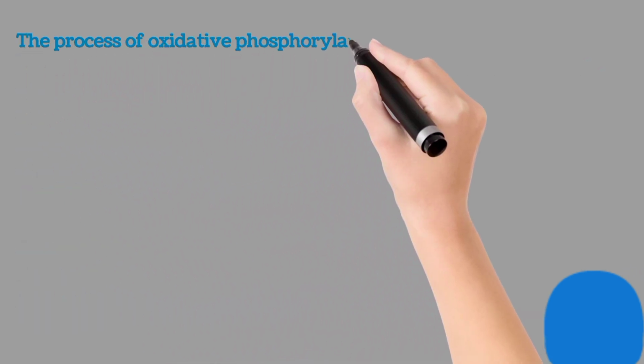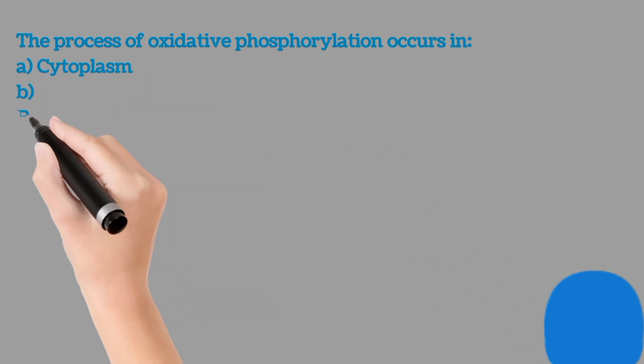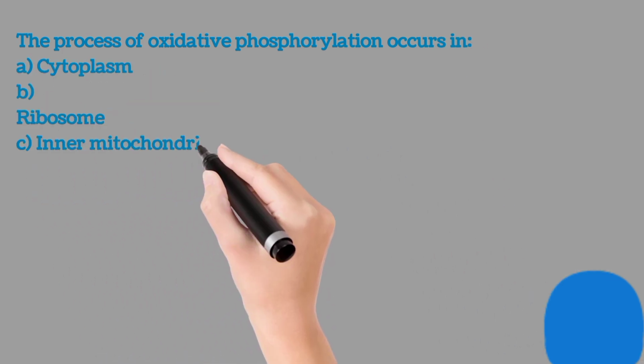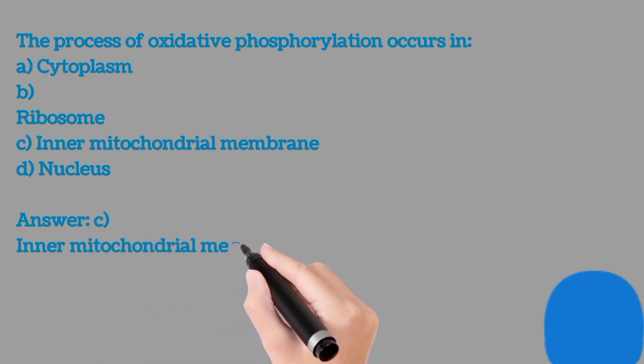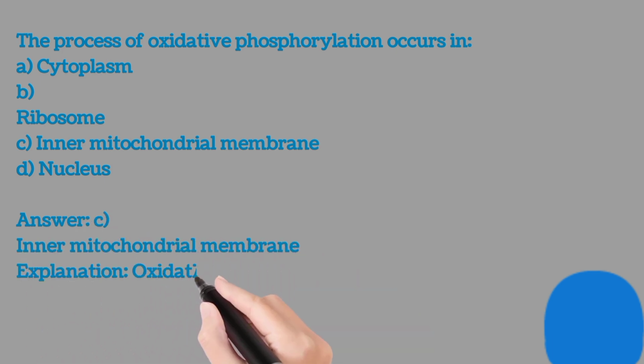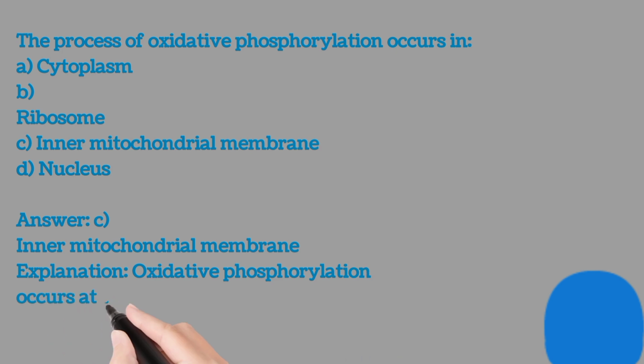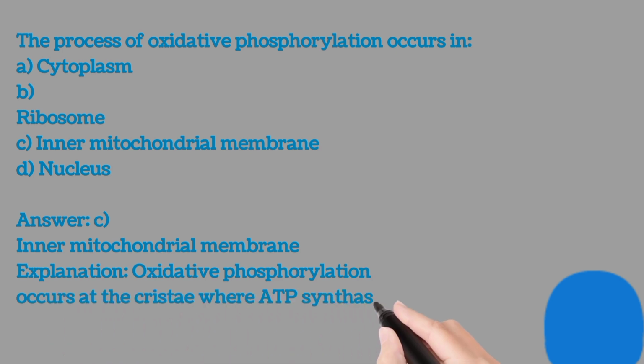The process of oxidative phosphorylation occurs in the cytoplasm, ribosome, inner mitochondrial membrane, or nucleus? Inner mitochondrial membrane. Oxidative phosphorylation occurs at the cristae.